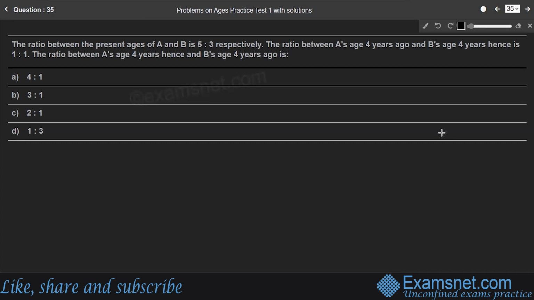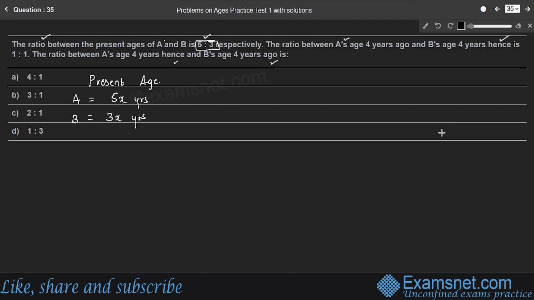Question number 35. The ratio between the present ages of A and B is 5:3 respectively. The ratio between A's age 4 years ago and B's age 4 years hence is 1:1. The ratio between A's age 4 years hence and B's age 4 years ago is. So we'll consider the present ages of A and B first. Based on the ratio 5:3, we'll consider 5x years as A's age and 3x years as B's age, so that the ratio becomes 5:3.